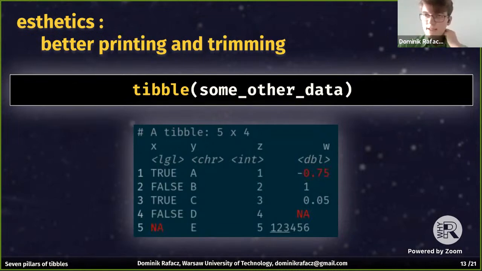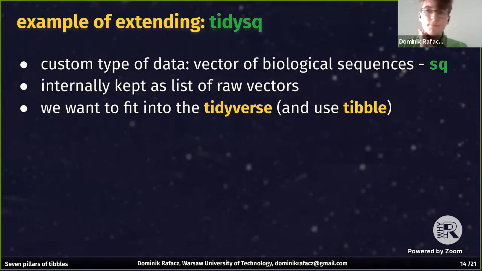Okay, so let's suppose we fall in love with tibbles, and let's suppose we are developing a package for analysis of biological sequences. Let's call this package tidysq. And suppose we have our custom type of data, let's call it sq. This type of data is internally kept as a list of raw vectors, not as a character vector, which is mostly the case. Let's say that's because of reasons. And we really like to fit into the tidyverse. We want to be as tidy as possible. We want to be efficient and so on and so on.